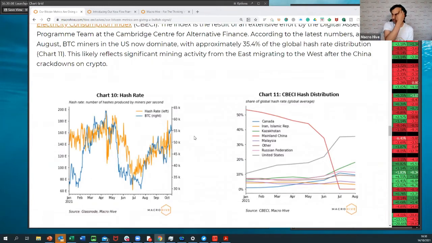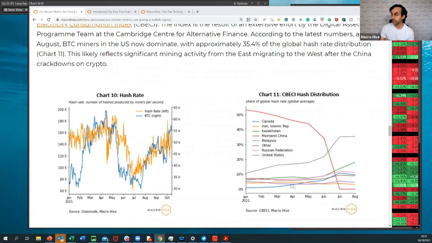Now, the other side, of course, is that we've heard so many stories about China banning miners, so where are the miners now? This chart here shows you the distribution of the hash rate, so which countries are providing the computing power to provide the support for the system. At the start of this year, China provided more than 50% of the hash rate for the global Bitcoin system. That started to fall steadily up until May, and then China started to crack down very heavily on miners. And now it's collapsed to almost zero. There's almost no hash rate being provided from China right now.